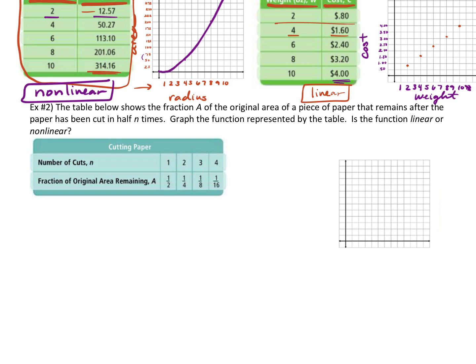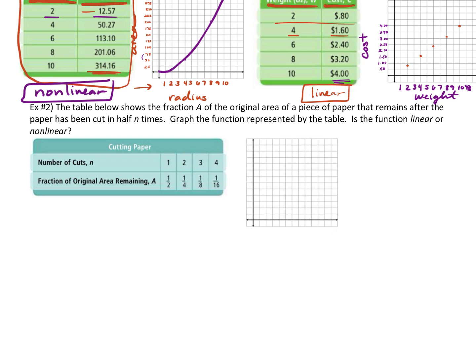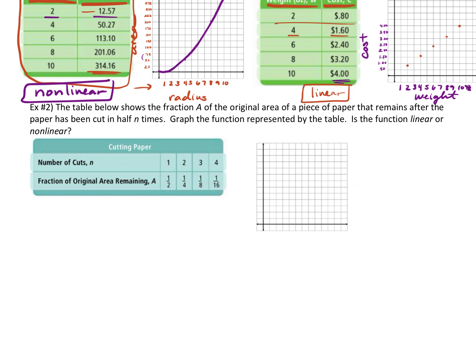I'm going to move this a little bit. Oh, look at that. Just move it like that.